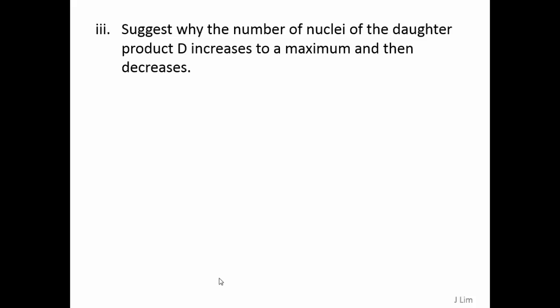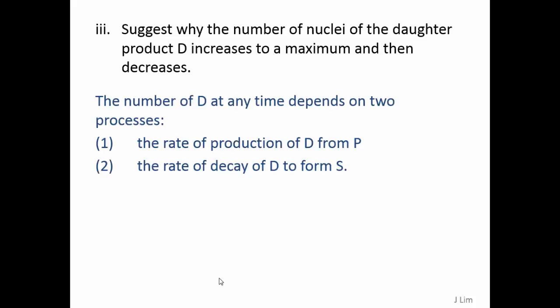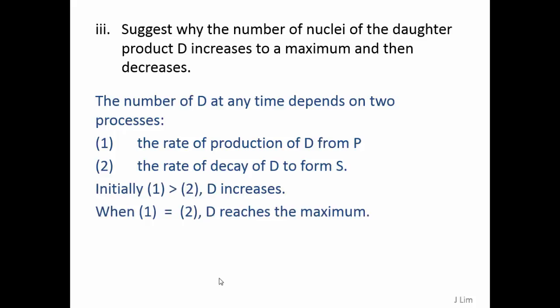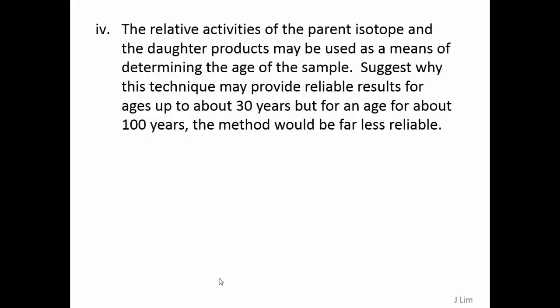Suggest why the number of nuclei of the daughter product D increases to a maximum and then decreases. The number of D at any time depends on two processes. One, the rate of production of D from P, and two, the rate of decay of D to form S. Initially, process 1 is greater than process 2, so D increases. When process 1 is the same as process 2, D will reach a maximum. And when process 1 is less than process 2, D will decrease.